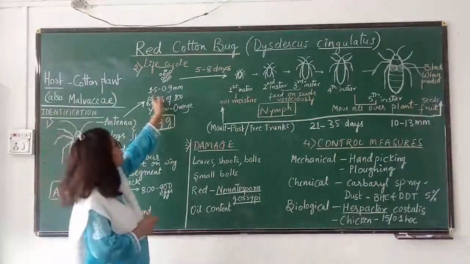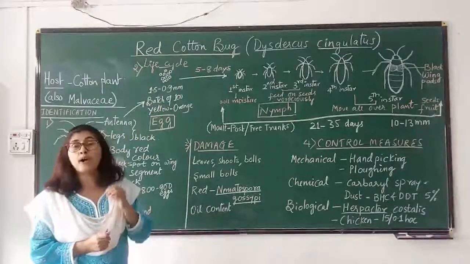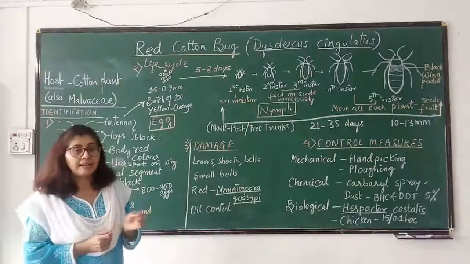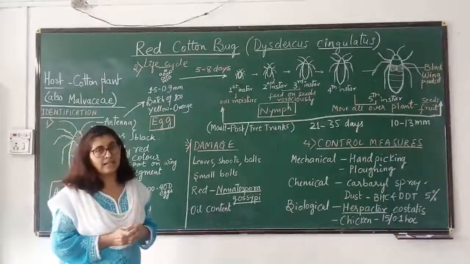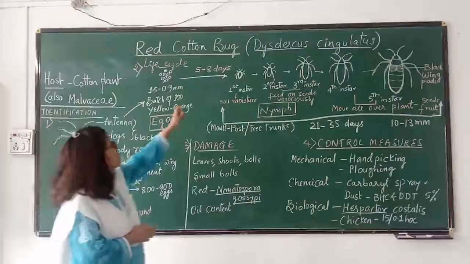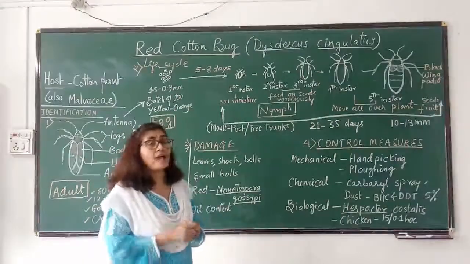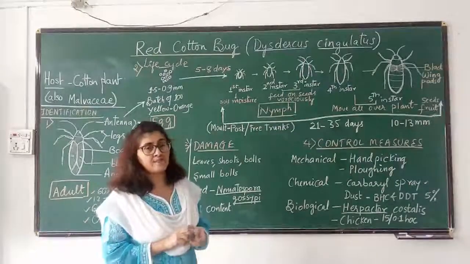Size of the egg is 1.5 to 0.9 millimeter. Eggs when laid are yellow in color. Later on they become orange in color. Eggs take around 5 to 8 days to hatch and the first instar nymph comes out.